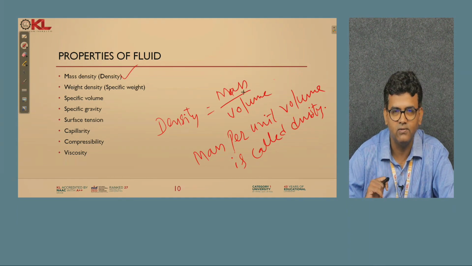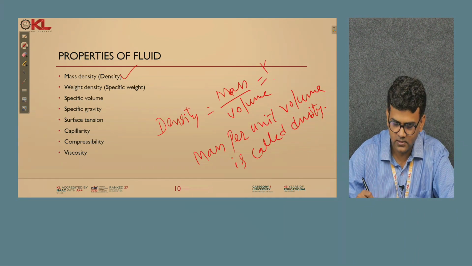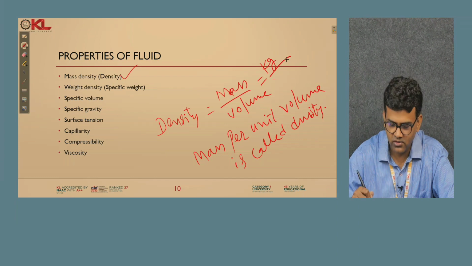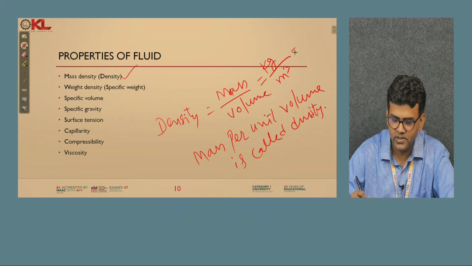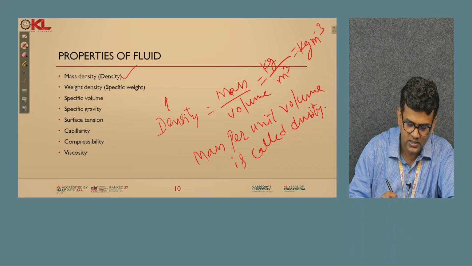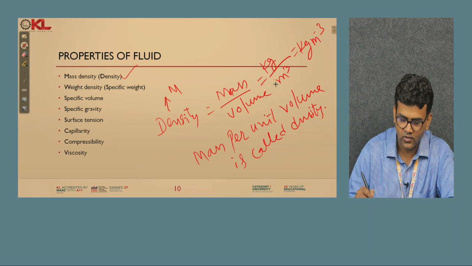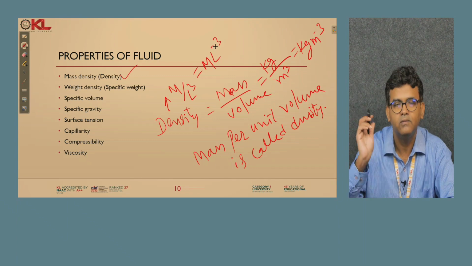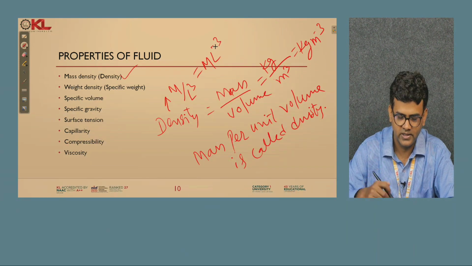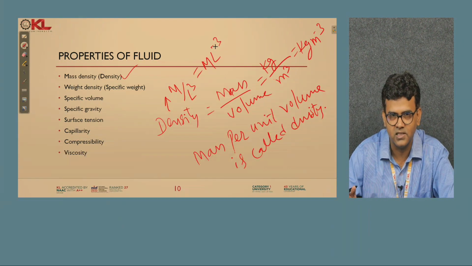What is the unit for the density? Mass has the unit of kg, volume has the unit of meter cube. So kg per meter cube is the unit for the density. What is the dimension for the density? This is M for the mass, and for the volume it is L cubed. So that is M L to the power minus 3, the dimension for the density. So mass per unit volume is called the density or mass density.